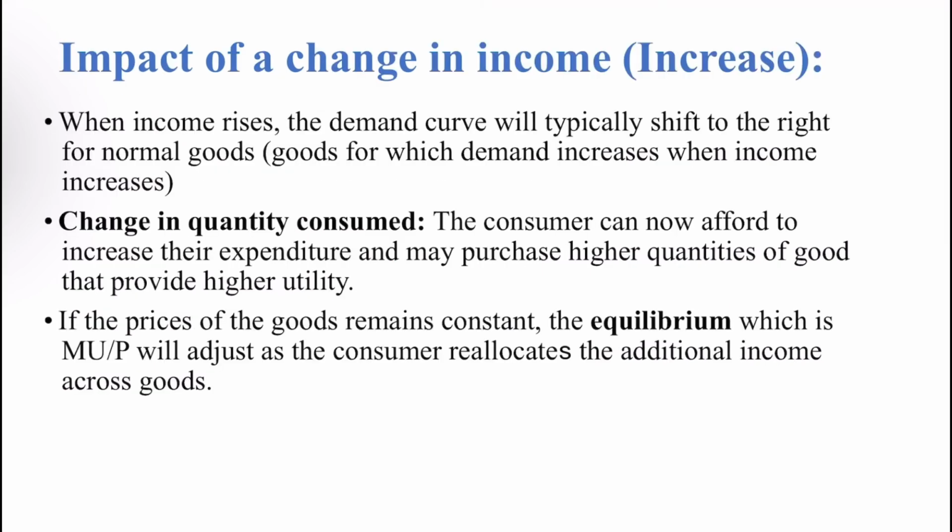Now let's talk about what happens when income increases. When income rises, the demand curve will typically shift to the right for normal goods, which are goods for which demand increases when income increases. There'll be a change in quantity consumed, so the consumer can now afford to increase their expenditure and may purchase higher quantities of a good that provides a higher utility. If the price of the goods remains constant, the equilibrium, which is the marginal utility divided by price, will adjust as the consumer reallocates the additional income across all goods.